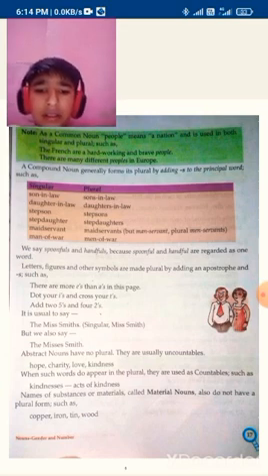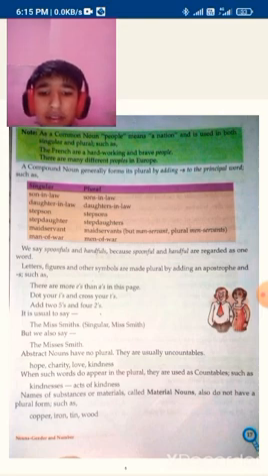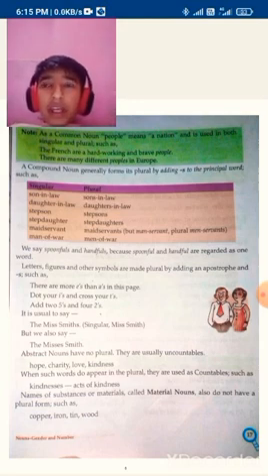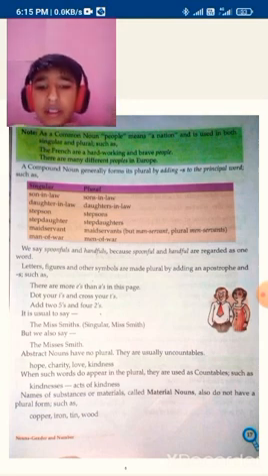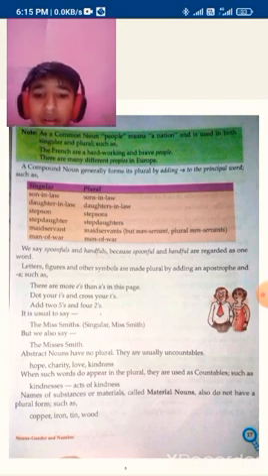Letters, figures and symbols are made plural by adding an apostrophe and s, such as: there are more e's than a's in this page. It means there are more letter e's than letter a's on this page. Dot your i's and cross your t's. And the next sentence, add 2 5's to 4 2's.